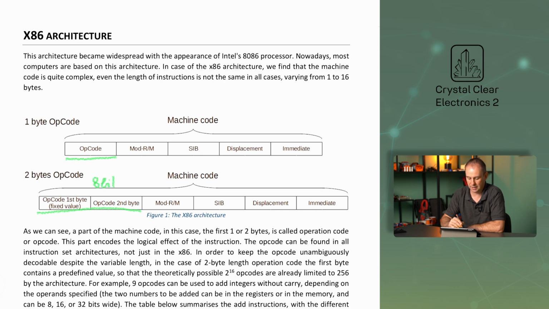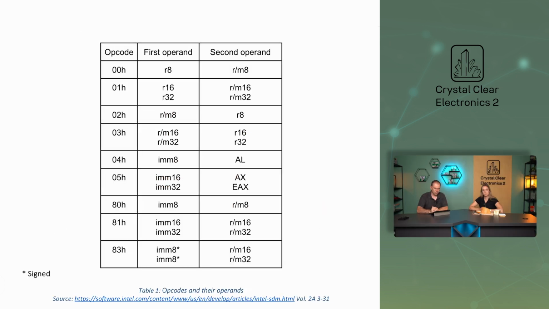In order to keep the opcode unambiguously decodable despite the variable length, in the case of a 2-byte operation code, the first byte contains a predefined value so that the theoretically possible 2 to the 16th opcodes are already limited to 256 by the architecture. For example, 9 opcodes can be used to add integers without carry, depending on the operand specified. The following table summarizes the add instructions with the different types of operands that they can be used with. The result of the operation is always stored in the first operand's position according to x86.